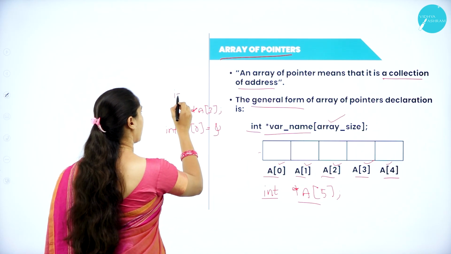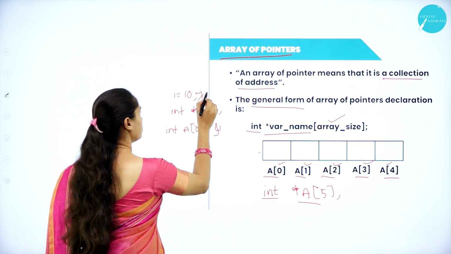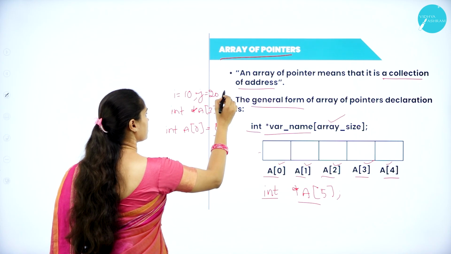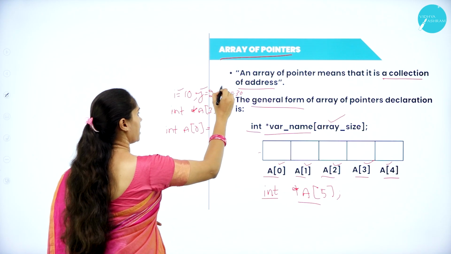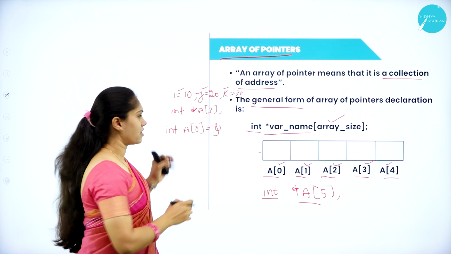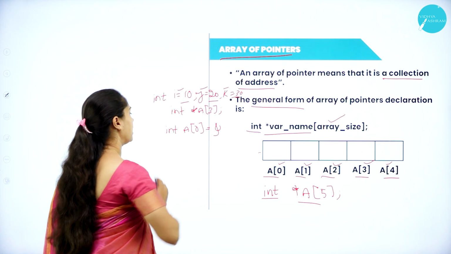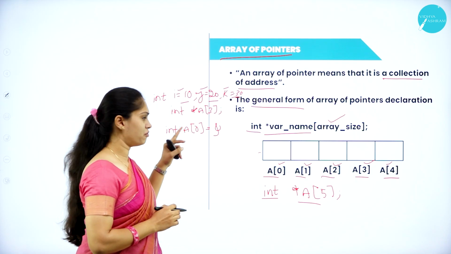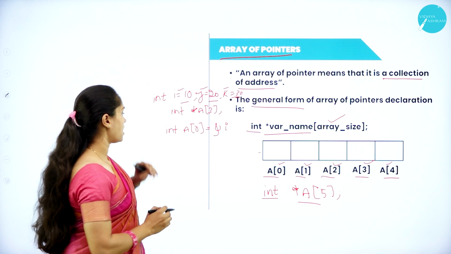Let me consider i is equal to 10, j is equal to 20, and k is equal to 30. I have 3 elements i, j and k, whose values are 10, 20 and 30. These are all of type integer. Here A of 0 will point to the first element and hold the address of the first element, that is i.